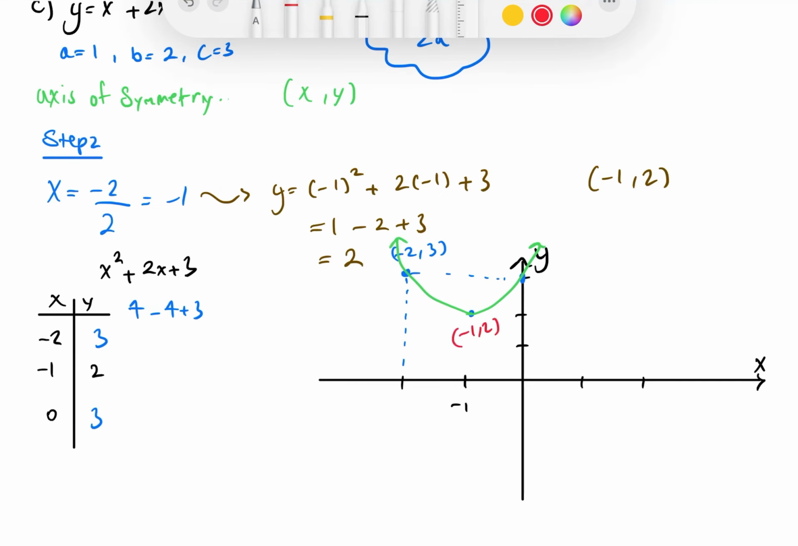And this is negative 1 and 2, and this is 0 and 3, which basically means that 0 and 3 is essentially your y-intercept.